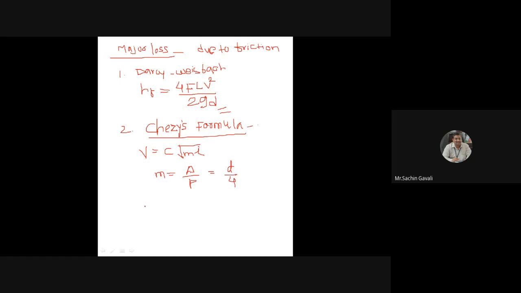And what is i? It is the frictional resistance, hf divided by L. So if you put the value of i here, it is hf divided by L, and we can get Chezy's formula. Then hf also we can calculate. But most of the time we are going to use the Darcy-Weisbach formula, which is the popular one. It is the accurate one.